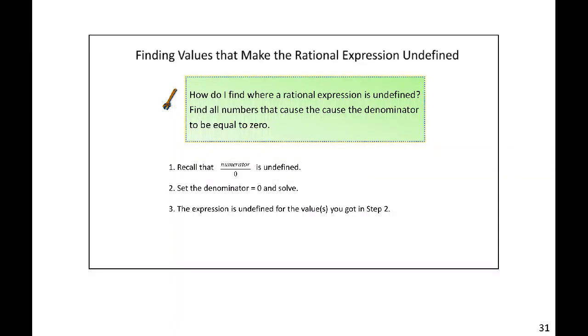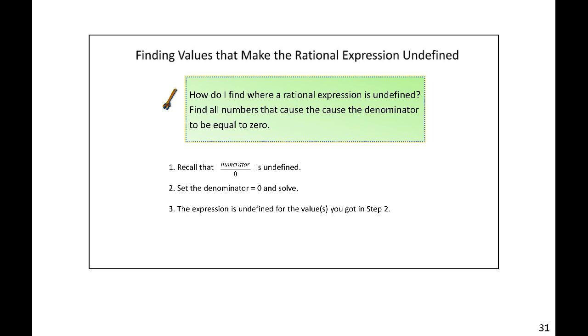In this section, one of our objectives is to find values that make rational expressions undefined. So how are we going to do this? Well, first, we need to recall that anything divided by 0 is undefined. That means, of concern to us is the denominator, so we will set the denominator equal to 0 and then solve. And then we know that that expression is undefined for the values that we find by solving that equation.